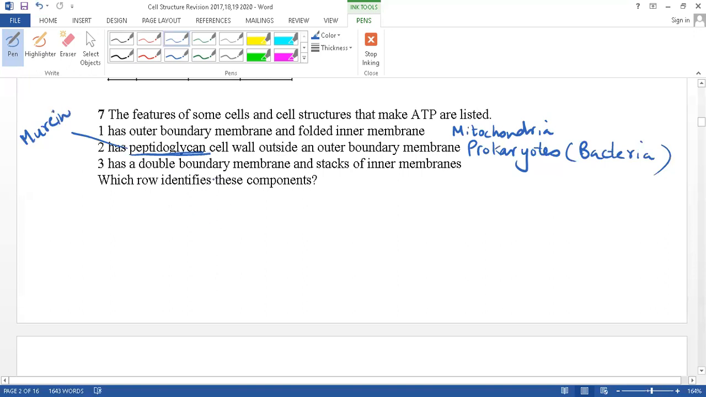Has a double boundary membrane and stacks of inner membrane. It has a double membrane and stacks of inner membrane. In which organelle is this inner membranous stack, the whole membranous network, found? Chloroplast, having thylakoid membrane.